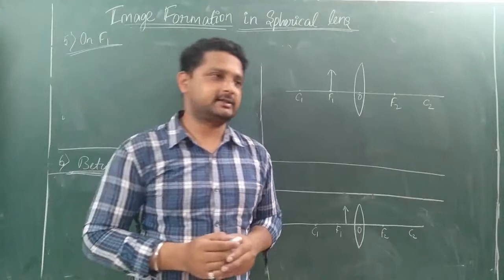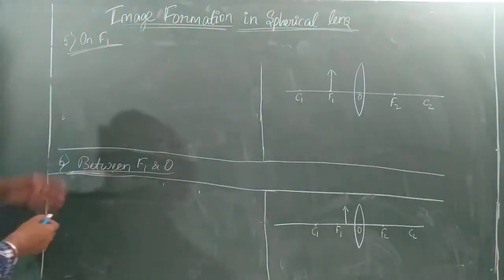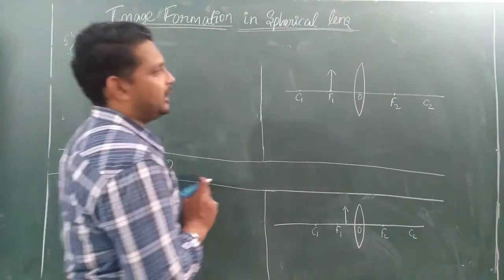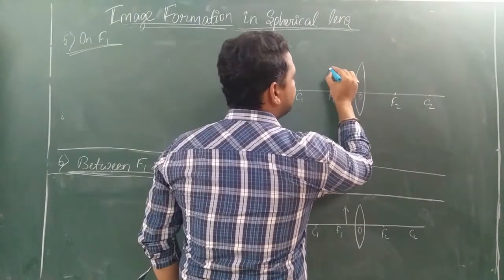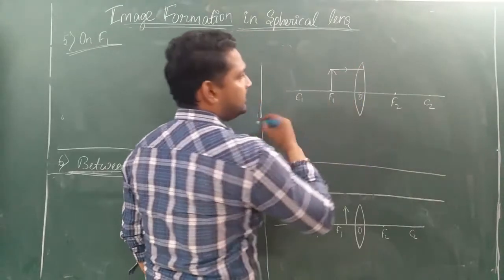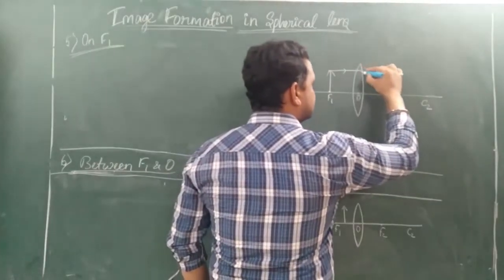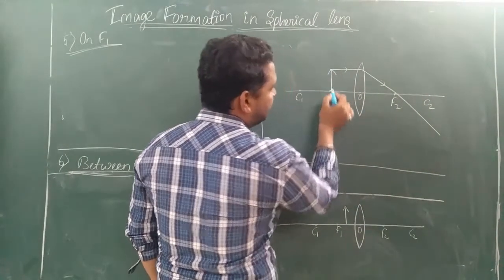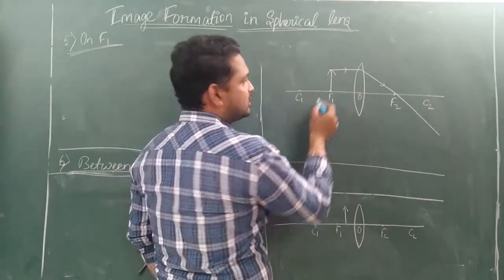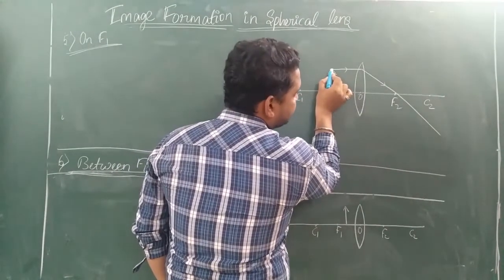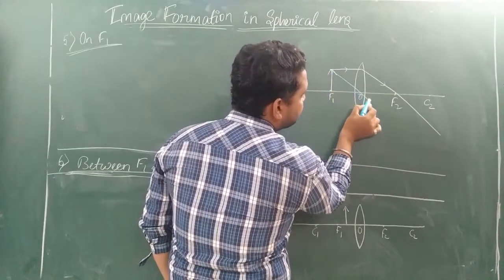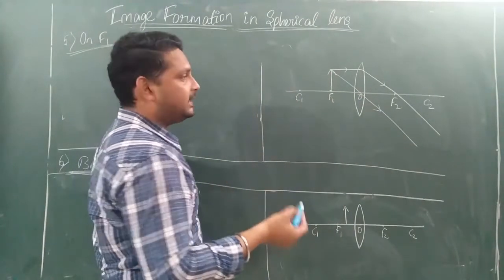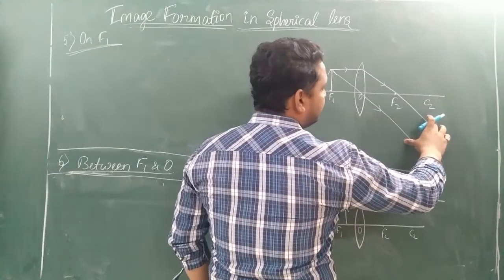So let's move on to the next place where the object will be, that is on F1. When the object is on F1, let's see where the image will be formed. This ray is going for the focus, and if you draw another ray, we can take it from the focus, right? Because the object is on the focus. So we'll take the incident ray such that it will pass through the optical center. When the incident ray passes through the optical center, it moves and deviates.